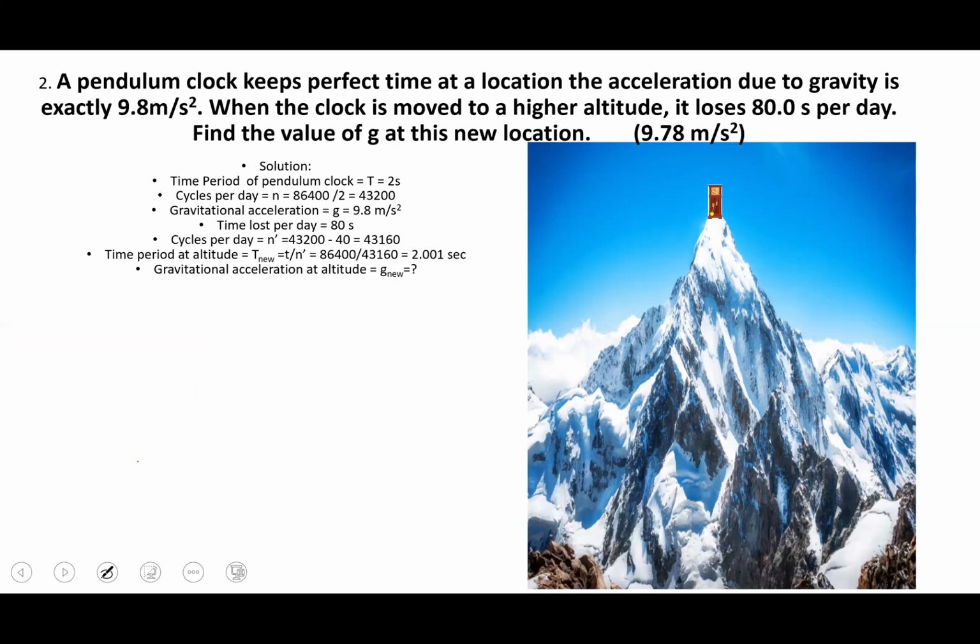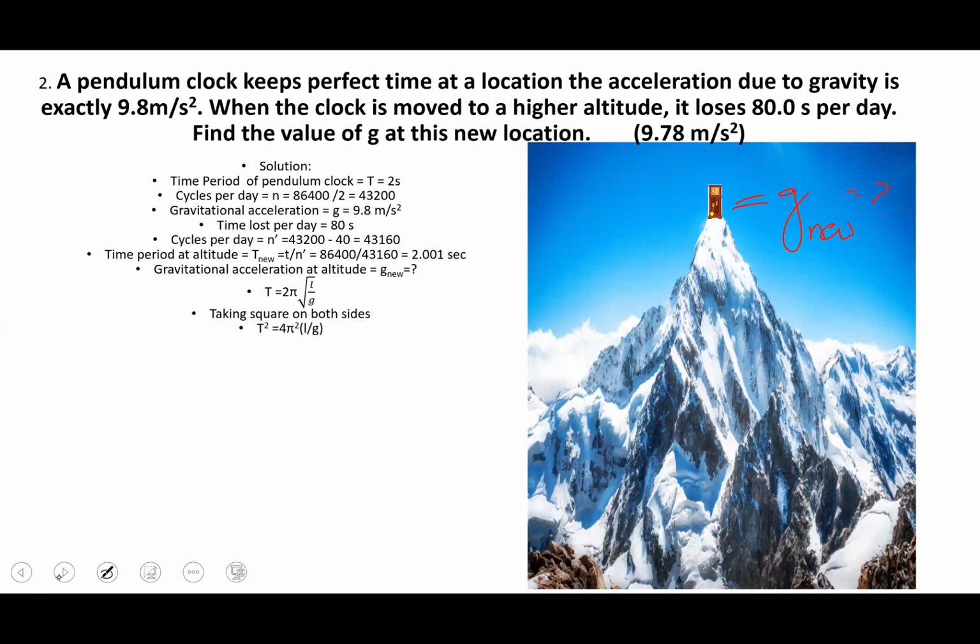The gravitational acceleration, which is new over here, which we have to calculate, the new g, we can calculate very easily by using the formula of time period of a simple pendulum, which says T is equal to 2 pi under root L over g, where L is the length of the pendulum and g is the gravitational acceleration.